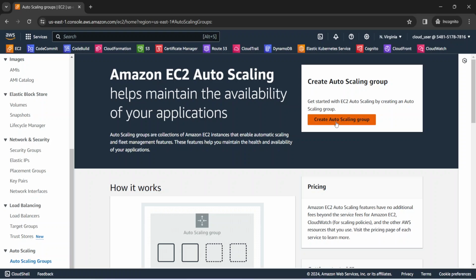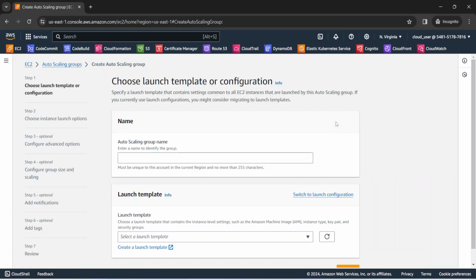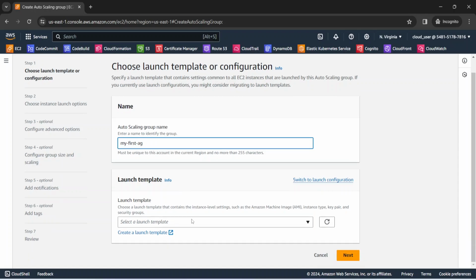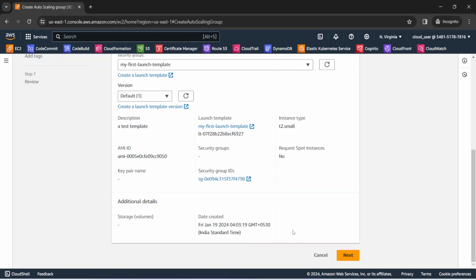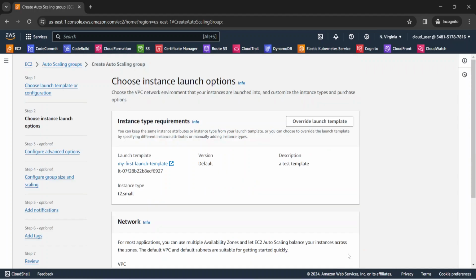So we'll first create our auto scaling group. The name can be like my first AG, which is auto scaling group. So for launch template, I'll select the my first launch template that we already created. Version will remain the same, which is the default one, and I'll hit next. The instance type will also remain, so it will be taken from the launch template itself.